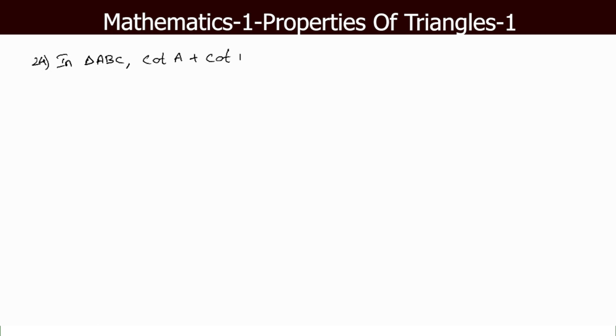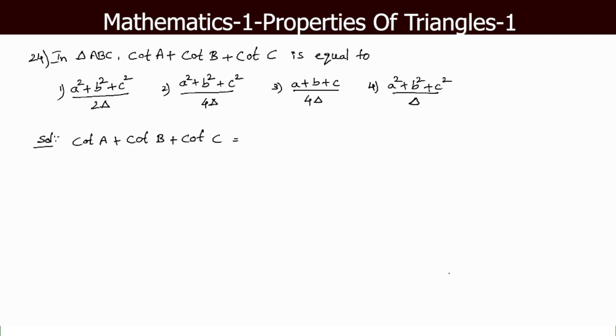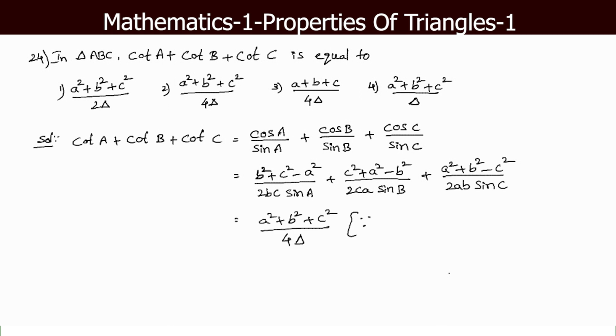24. In triangle ABC, cot A plus cot B plus cot C is equal to: a square plus b square by 2 delta; a square plus b square plus c square by 4 delta; a plus b plus c by 4 delta; a square plus b square plus c square by delta. Now, cot A plus cot B plus cot C can be written as cos A by sin A plus cos B by sin B plus cos C by sin C. Using the cosine rule and sine rule and simplifying, you will get a square plus b square plus c square by 4 delta, and the correct option is option number 2.